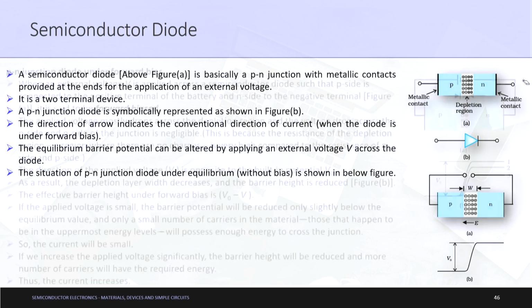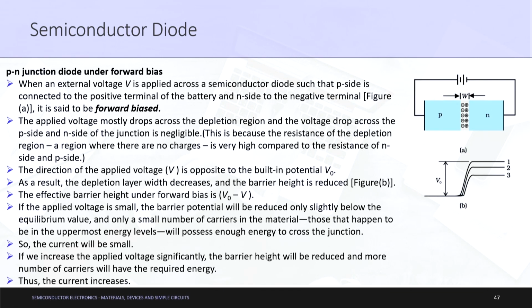We also understood one concept in the previous discussion, about forward biasing. What is bias, basically? An externally applied voltage is called bias. Let me just write it also: external applied voltage is basically called bias.